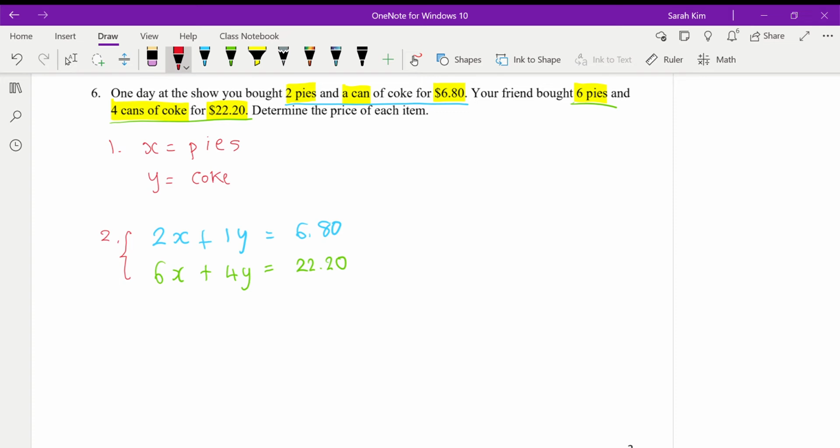Alright, awesome. So now we see that we have 2 equations, we can solve them simultaneously. It doesn't tell you to, but you should know that you have to use simultaneous equations. So we're going to use elimination or substitution. For this one, I decide I'm going to use elimination.